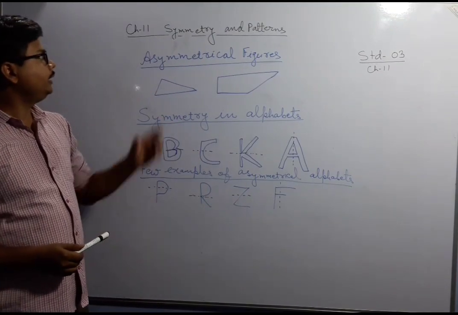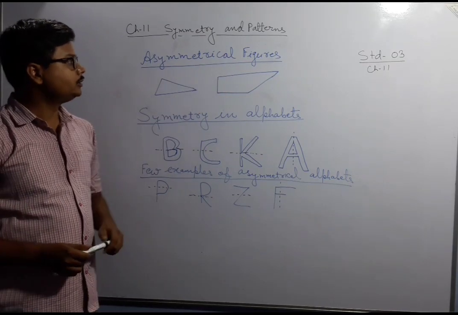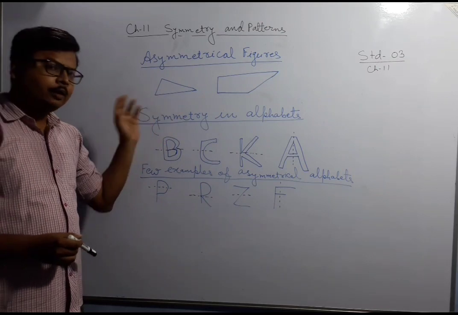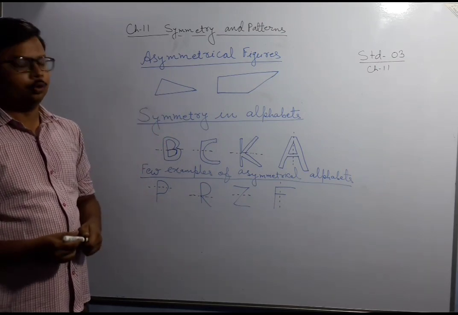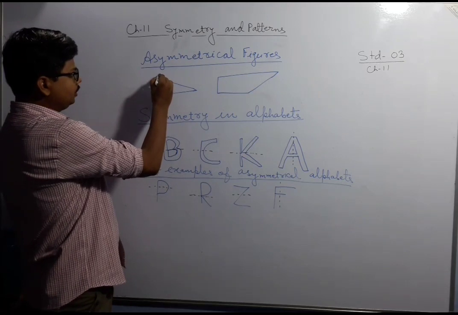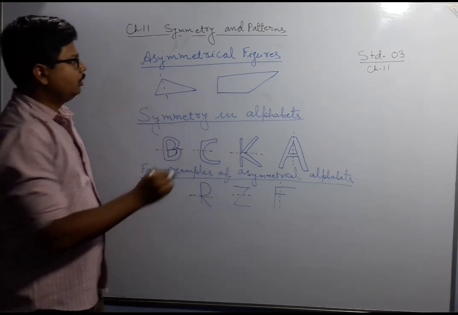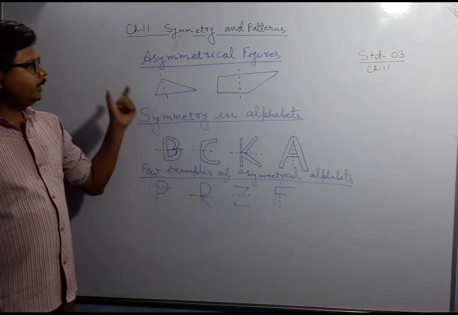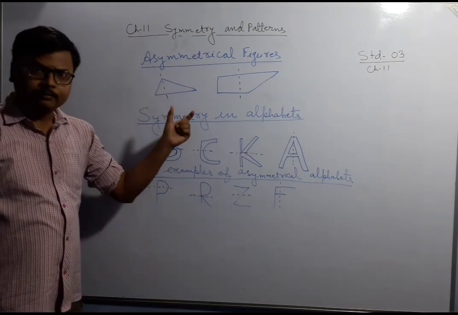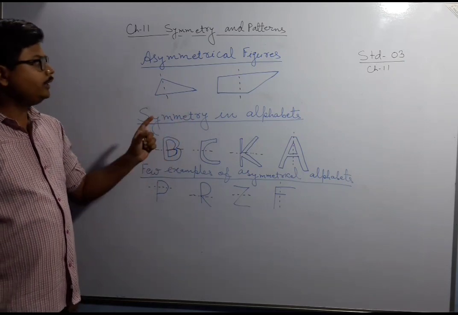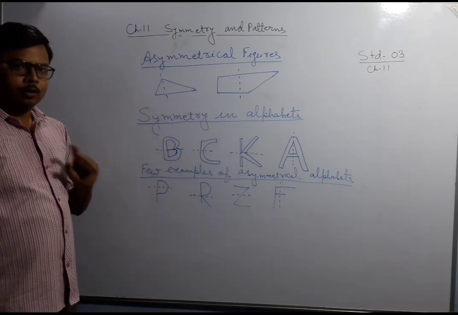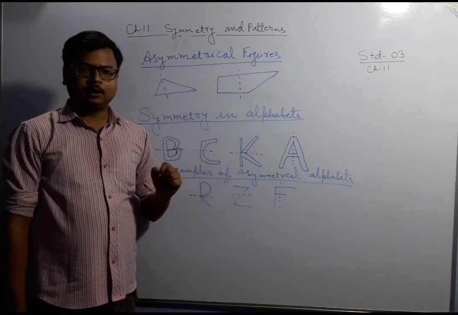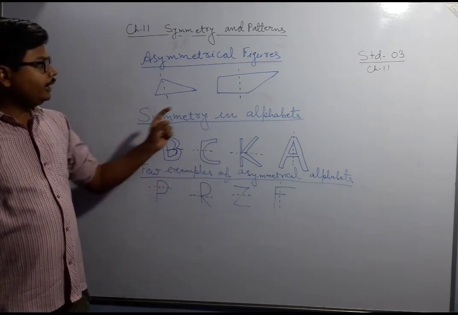Okay students, now let us see some asymmetrical figures. As you can see these two figures, can you divide these figures into two equal halves? The answer is no. Let us try. So can you say that these figures are divided into two equal halves? No. These figures are not divided into two equal halves. So these figures are known as asymmetrical figures. Now come to symmetry in alphabets.